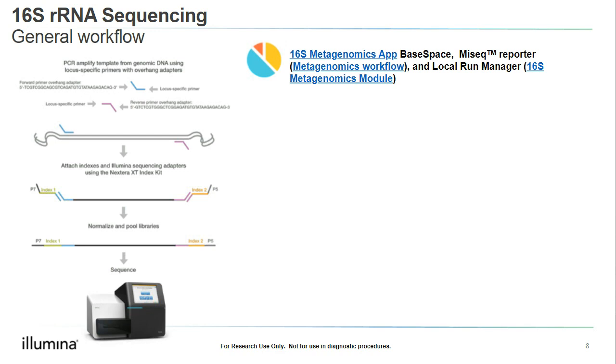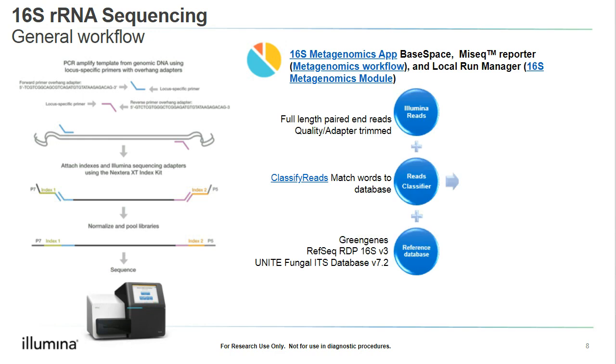So the general workflow for the 16S Metagenomics app on BaseSpace is that the paired reads will be trimmed of adapters and low quality reads, and then the next step will be the classification step, which classifies the reads using the RDP classifier that matches the reads to the database. On this app, there are 3 different databases, and we are going to talk in detail about this step in the next few slides. The output of this will be the taxonomic classification.